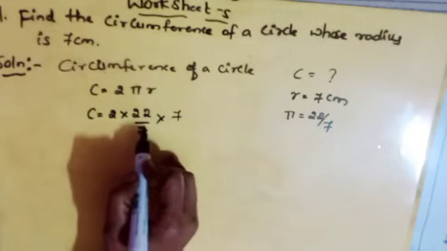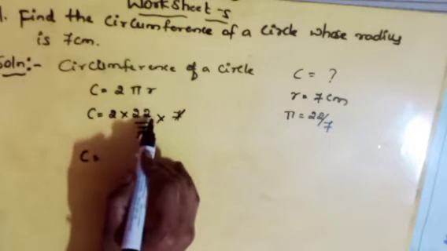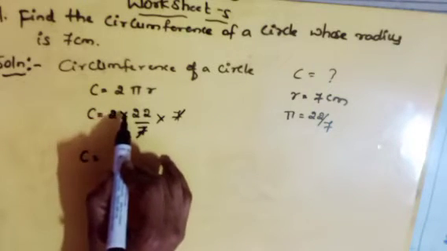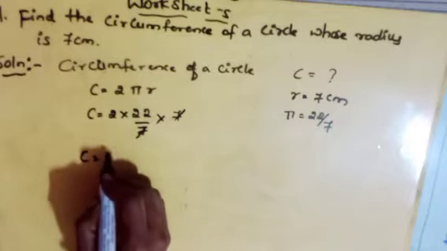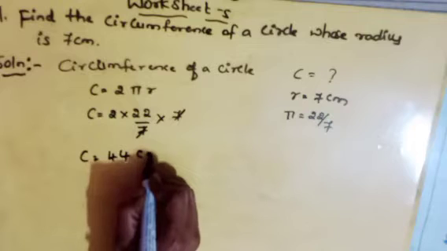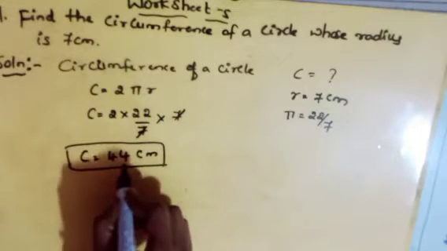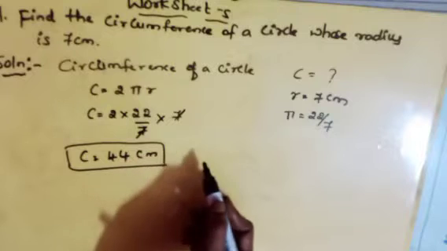So 7 gets cancelled. So C equals, let us multiply, 22 into 2 is 44. C equals 44 cm. Therefore the circumference of a circle equals 44 cm. Let us solve the next one.